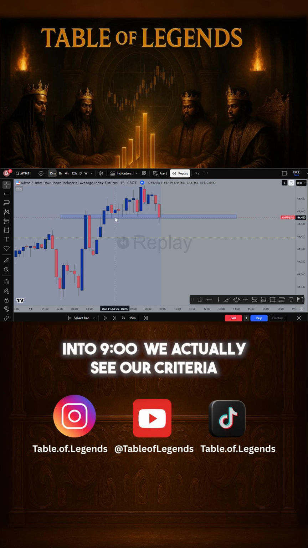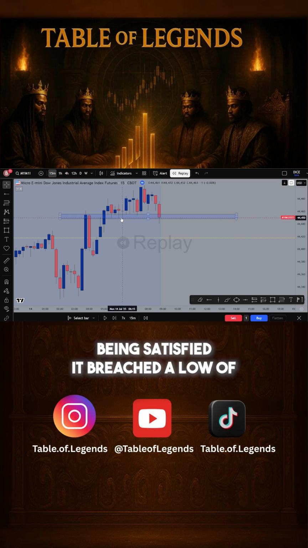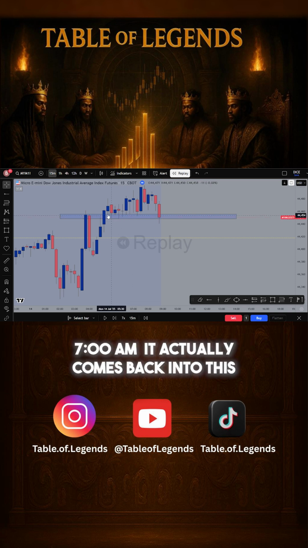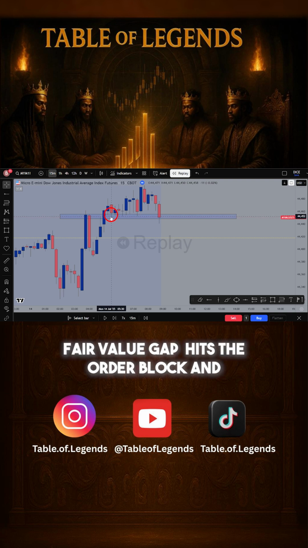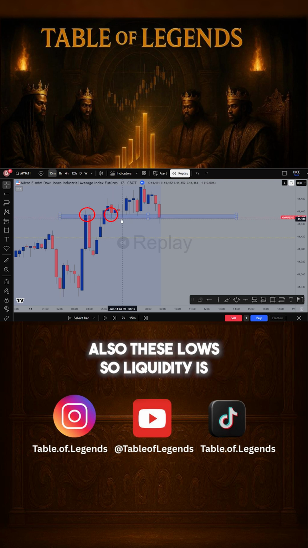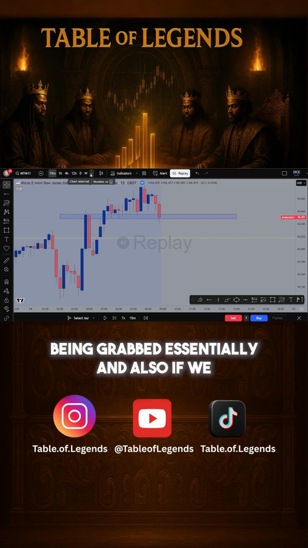So going into 9 o'clock, we actually see our criteria being satisfied. It breached the low of 7 a.m. It actually comes back into this fair value gap, hits the order block, and also these lows. So liquidity is being grabbed essentially.